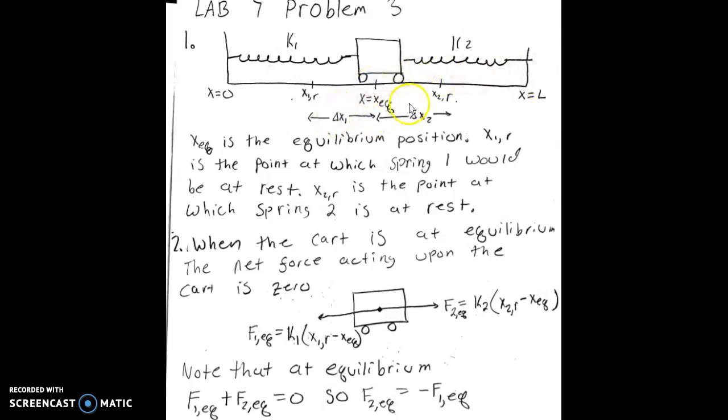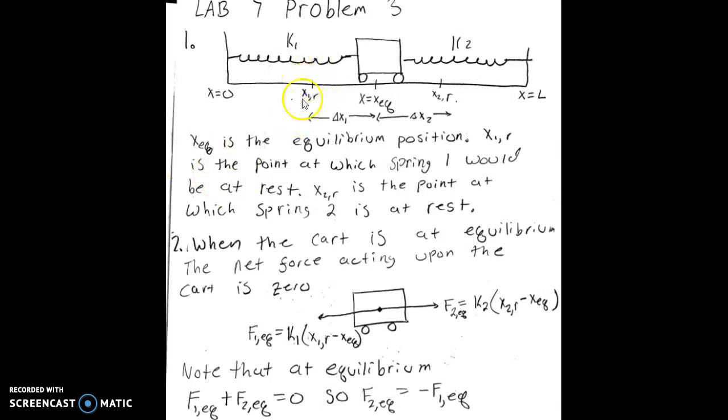I have defined x equals x equilibrium, which means that when the center of the cart is at this point, the force from the spring K is equivalent to the force from the spring constant K2. So force 1 is equal to force 2.